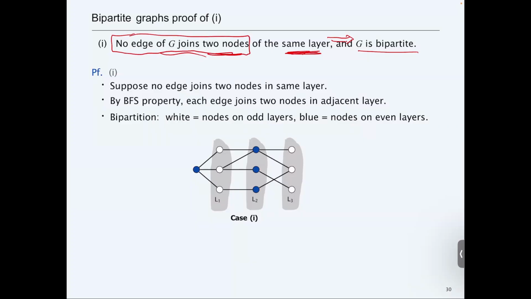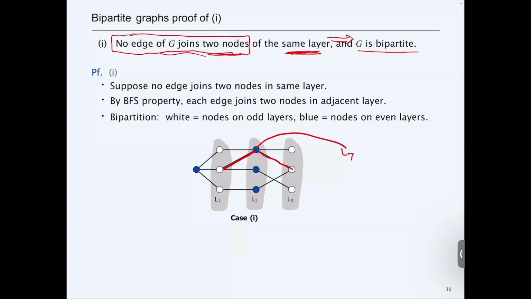Well, if no edge can join two nodes in the same layer, then the only thing a node can be connected to is an adjacent layer. If I'm in layer 2, I can only connect to nodes in layer 1 and layer 3. I can't connect to another one in, say, layer 7. That's something that we saw a few slides ago: we can only connect to a layer that is one away. Well, if there are only nodes that are one away from me, then the way that we color them immediately gives us a bipartite coloring.